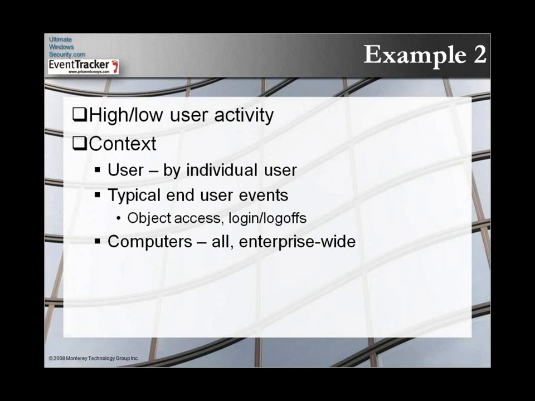So let's talk about user activity. And here what we're talking about is for our set of events, let's just include any event ID that would be typical to normal end user activity. Stuff like object access events. This file was opened, file's closed, a program was executed, user logged on, they logged off. All right, those are all normal end user activities.